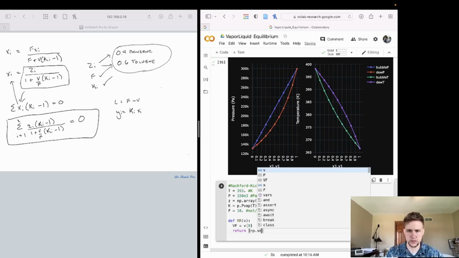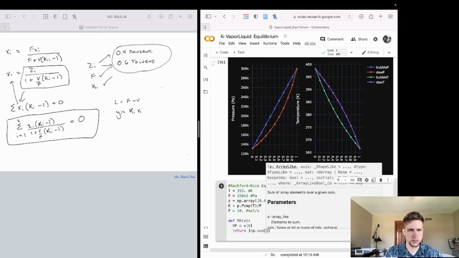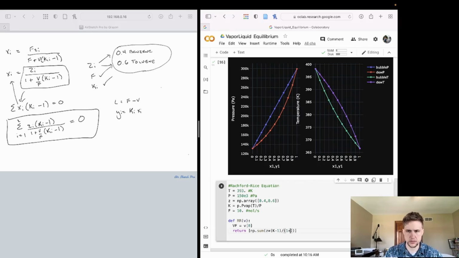Okay, so our MP sum is going to be, we've got Z times K minus 1, and that whole thing is going to be divided by 1 plus VF multiplied by K minus 1. There we go.